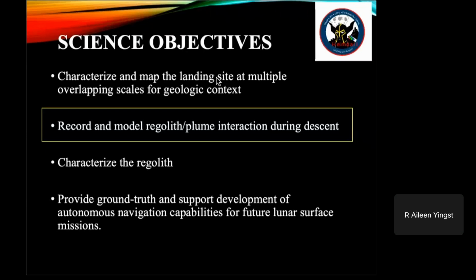Our science objectives are to characterize and map the landing site at multiple overlapping scales, to provide ground truth and support development of autonomous navigation capabilities, to record and model regolith plume interaction, and to characterize the regolith. You'll see I've highlighted record and model regolith plume interaction. We'll be diving into that just a little bit, but if I could have the next slide.